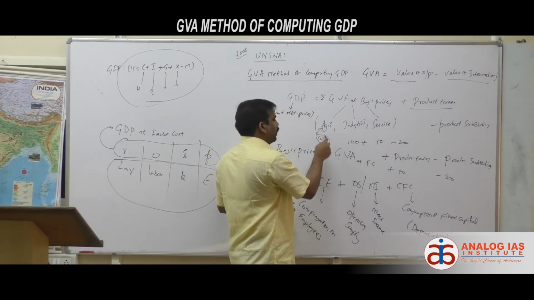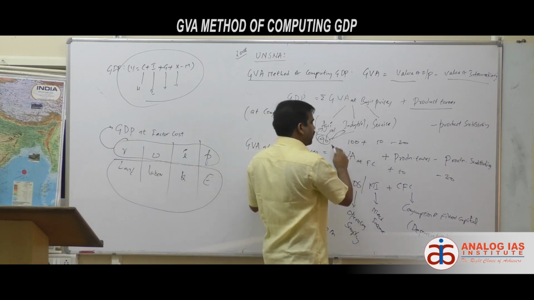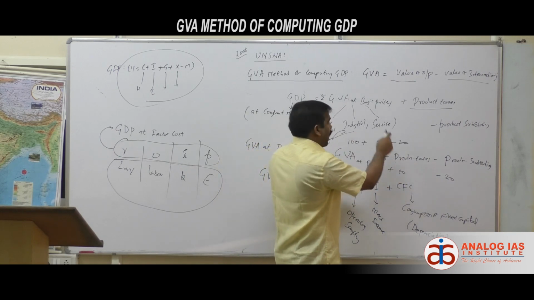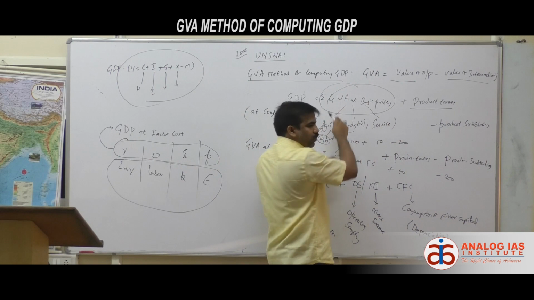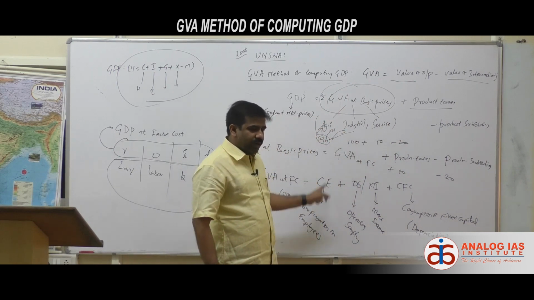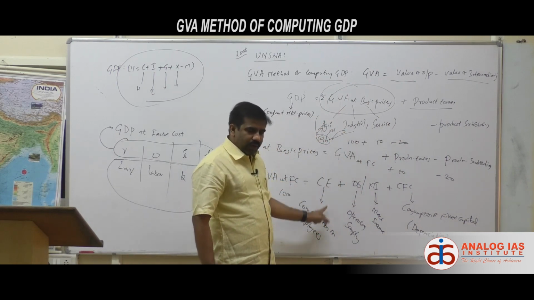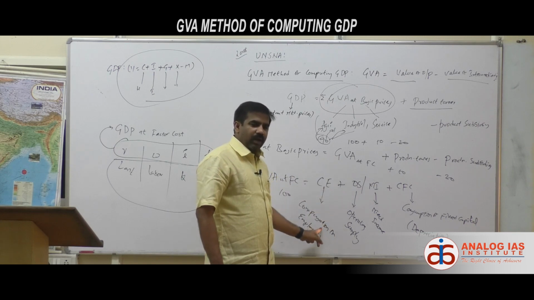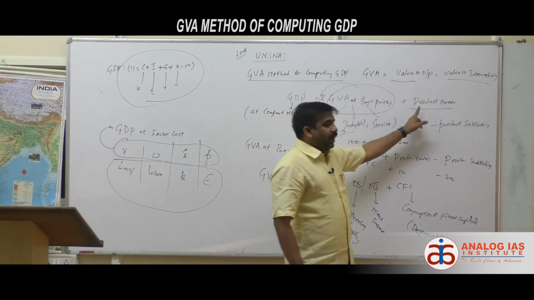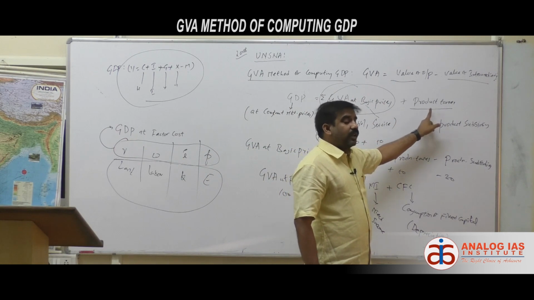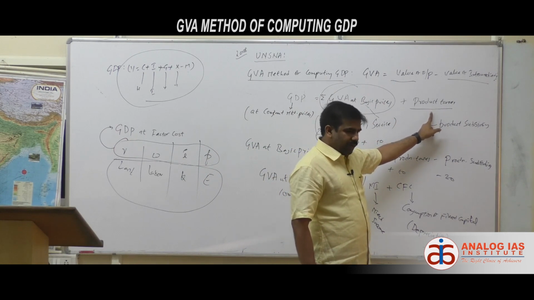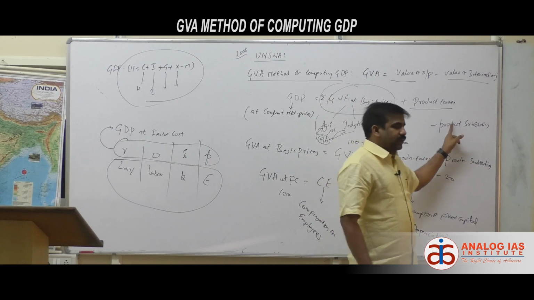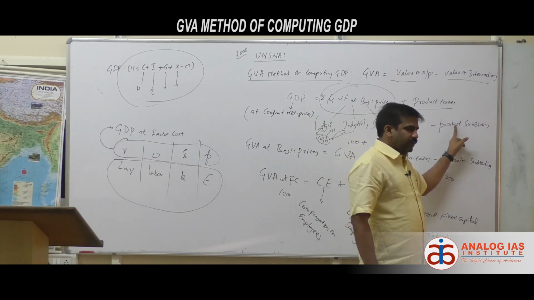So this is how we take the GVA at basic prices from each and every sector, and we sum up all this gross value added. Here, gross value added by HPCL, gross value added by BPCL, gross value added by all farmers, gross value added by each and every sector. To that, we add the taxes, which are the income of the government. You get it, friends? And we subtract the subsidies, the product subsidies.